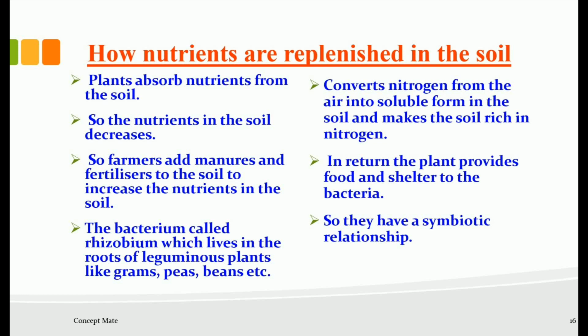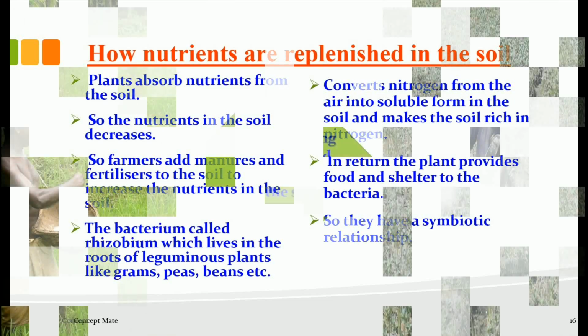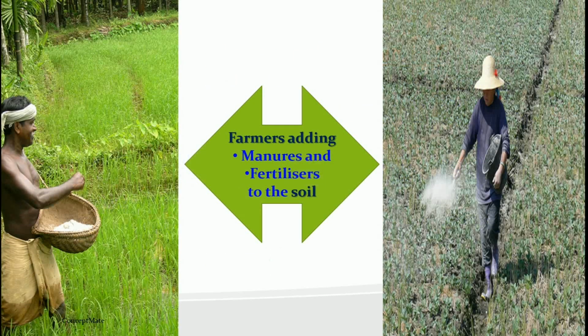The bacterium helps the plant grow better. In turn, the plant provides food and shelter to the bacteria. On the screen, you can see a few pictures of farmers adding manures and fertilizers to the soil. This helps the soil to enrich itself in nutrient content and also helps crops and plants to grow better and be healthier.